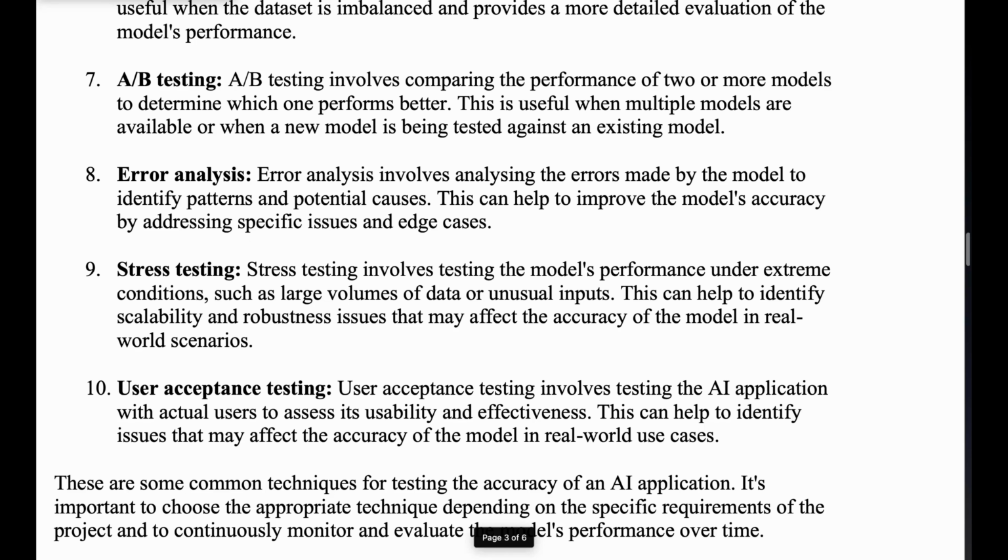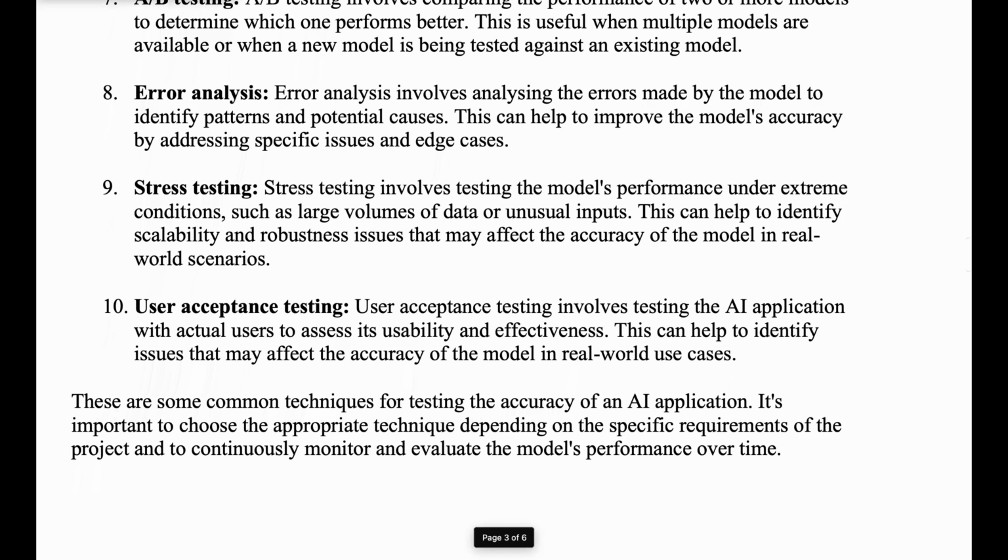Last one is user acceptance testing. Friends, user acceptance testing involves testing the AI application with actual users to assess the usability and effectiveness. This can help to identify issues that may affect the accuracy of the model in real world use cases.